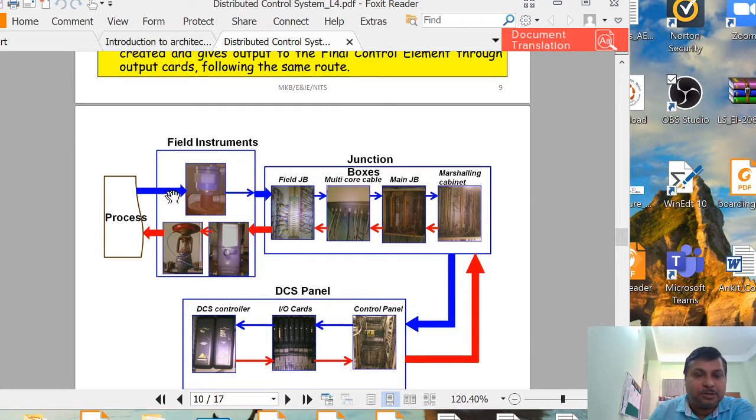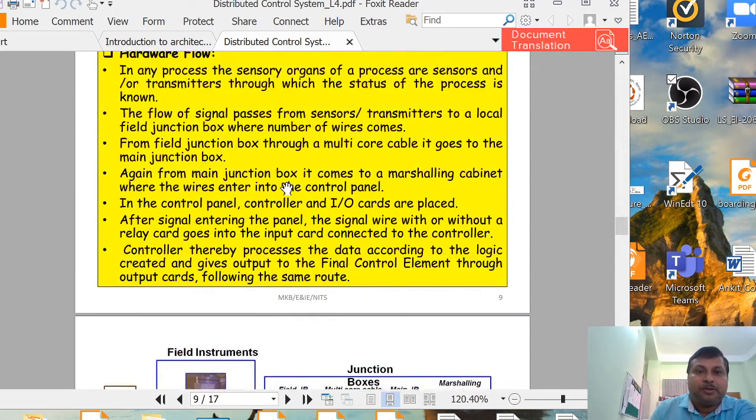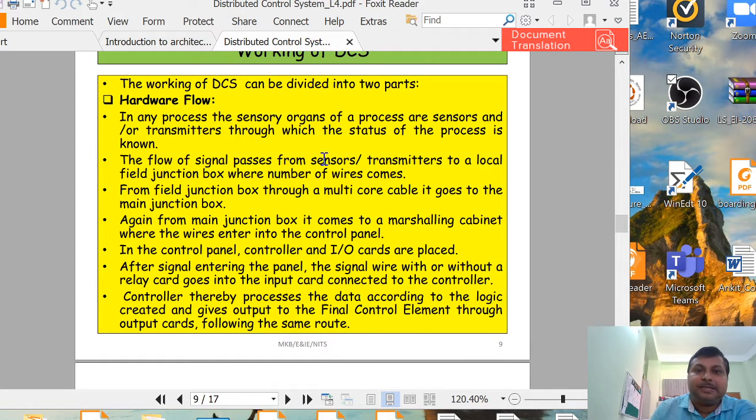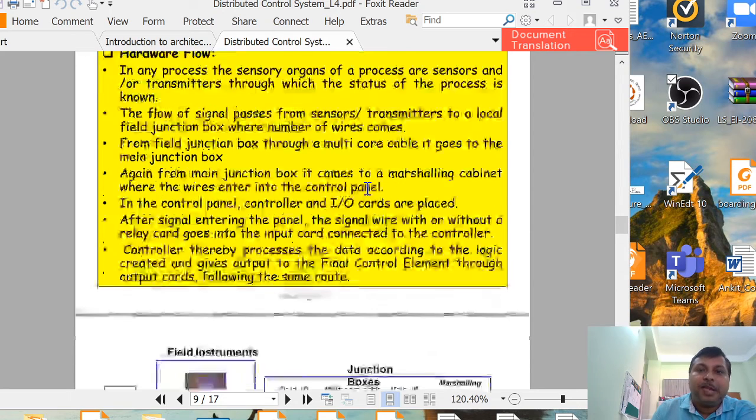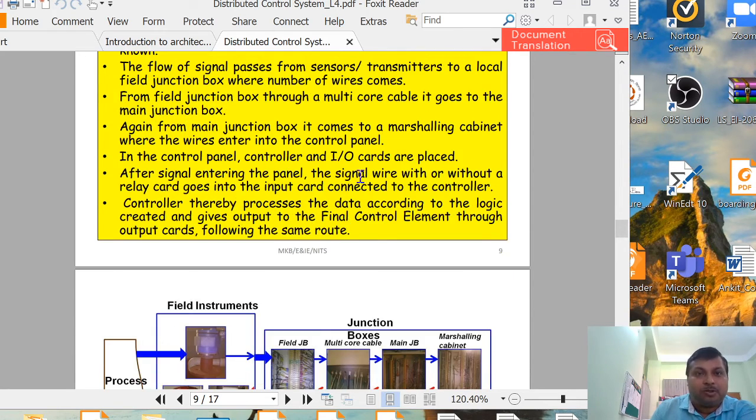So we have the process, follow the blue lines. Depending on the area, several input devices will be there, means several sensors, maybe flow sensor, temperature sensor, level sensor, pressure sensor. These inputs are measured and flowing and coming to the field junction box in a group. So now the signal passes from sensor transmitter to a local field junction box where a number of wires come. From the field junction box, through a multi-core cable, it goes to the main junction box.